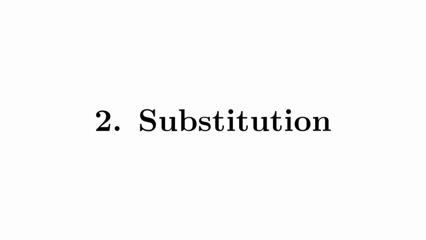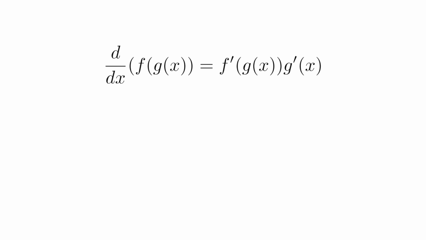Now the second method of integration for this video is the method of substitution, also known as u substitution, because we use the variable u during our substitution processes. So this method is often used for composite functions. Here's how. Let's say we differentiate this composite function f of g of x. We would get by the chain rule f prime of g of x times g prime of x.